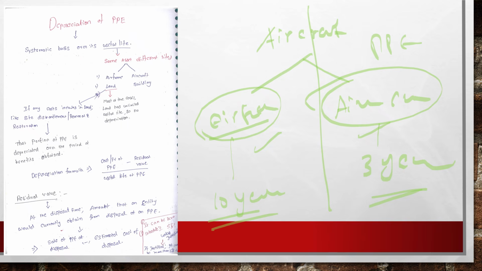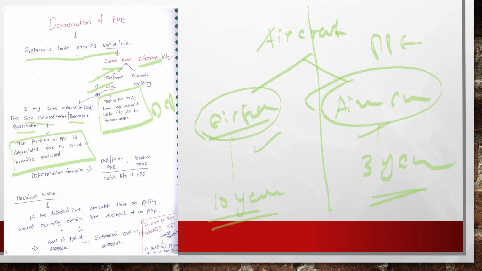I hope you understand. So I have given here the systematic basis of the useful life. The same message applies for different lives also. This is for aircraft, land, and everything. In most cases, land has an unlimited useful life. So you do not need depreciation for land unless any cost is incurred on the land, like site restoration, removal of restoration, or dismantlation of the asset.